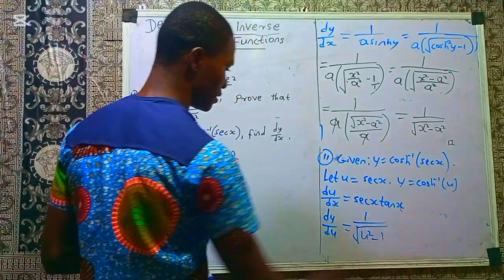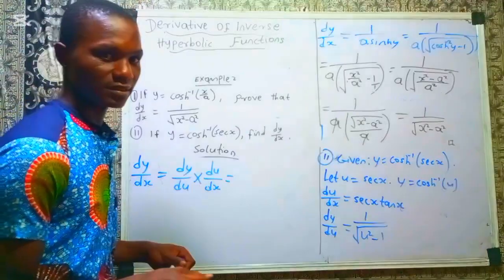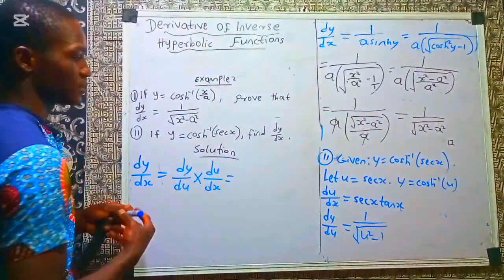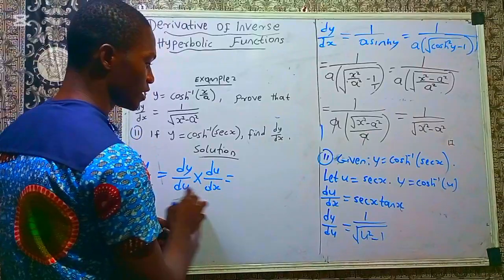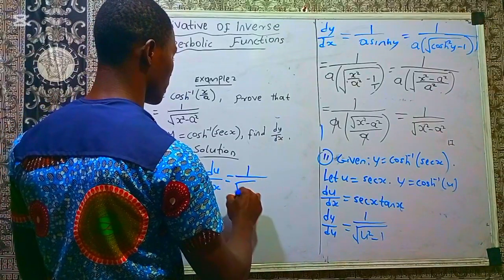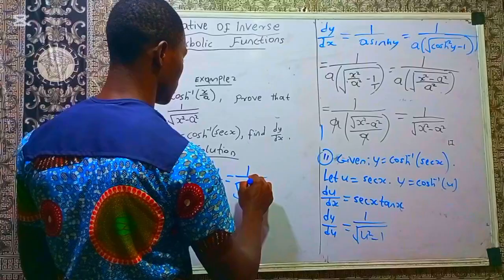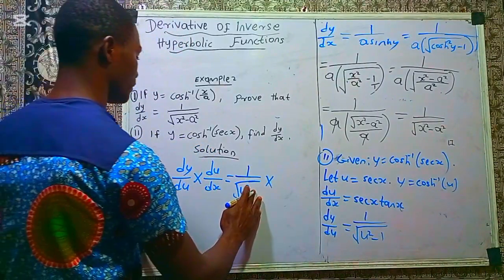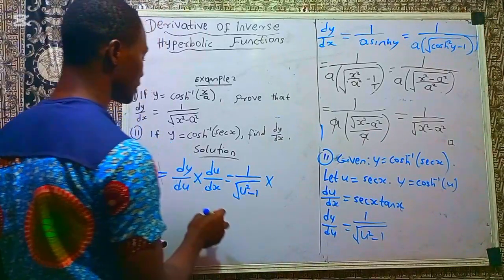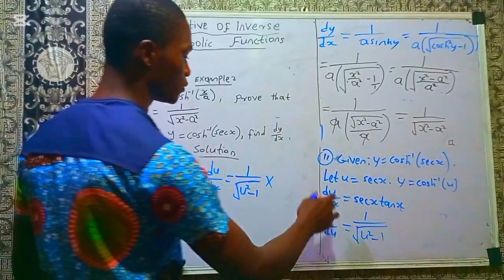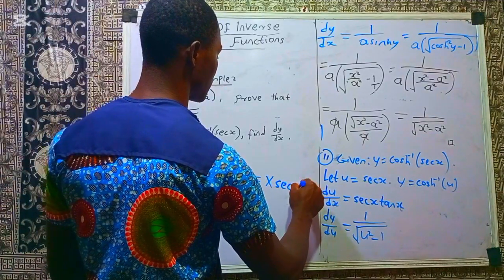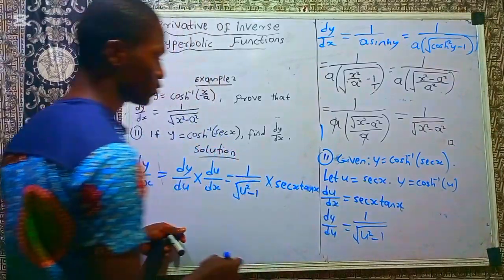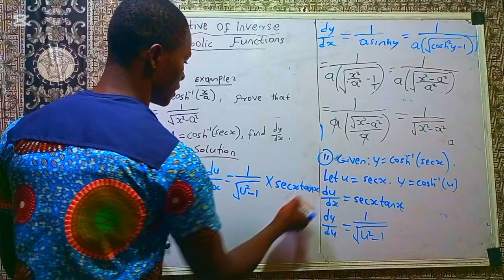And we have gotten it. And the derivative of u with respect to x is the derivative of the inside, which is sec. And I told you, when you do that, you multiply both of them. That's this formula. So the derivative of y with respect to u is 1 over square root of u squared minus 1, multiplying the derivative of u with respect to x, which gave us sec x tan x.